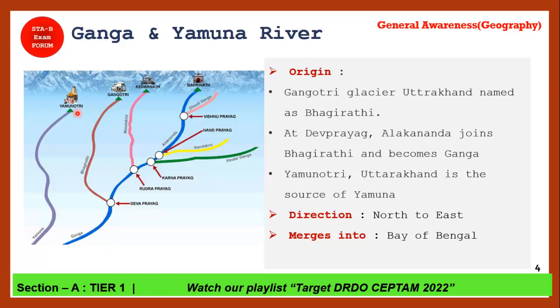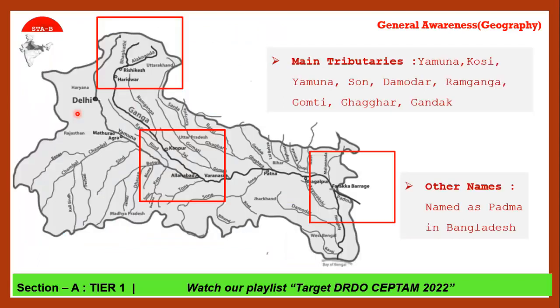And it flows from north to east and ultimately merges into the Bay of Bengal. We will see the details in the next slide. So as I told you, Bhagirathi and Alaknanda, Bhagirathi originates from what? Gangotri. So they meet at Devprayag near Rishikesh and flow near Kanpur. Then it merges with the Yamuna river at Allahabad.